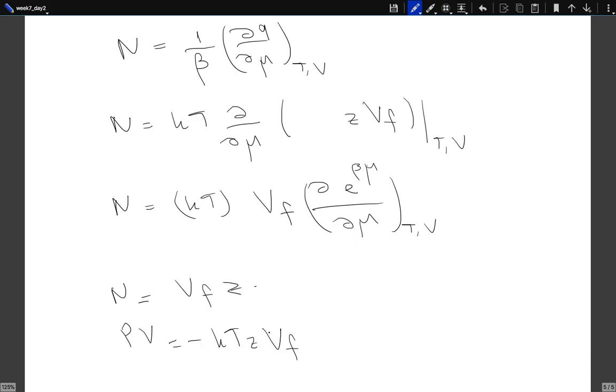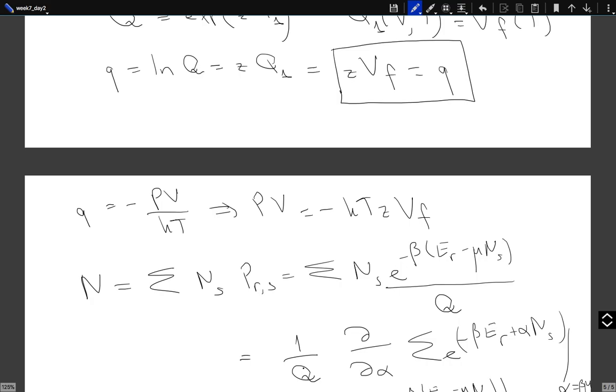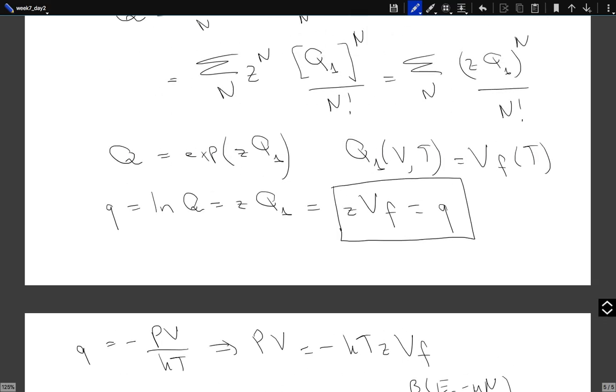There's still one sign mistake we have. You see, if you look over here, this is just n. So PV is n kT, if you correct that sign mistake also. So let's look for that sign mistake.